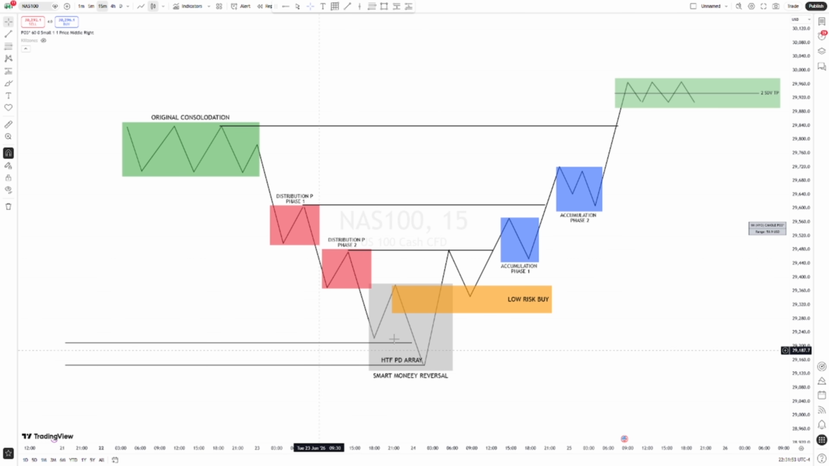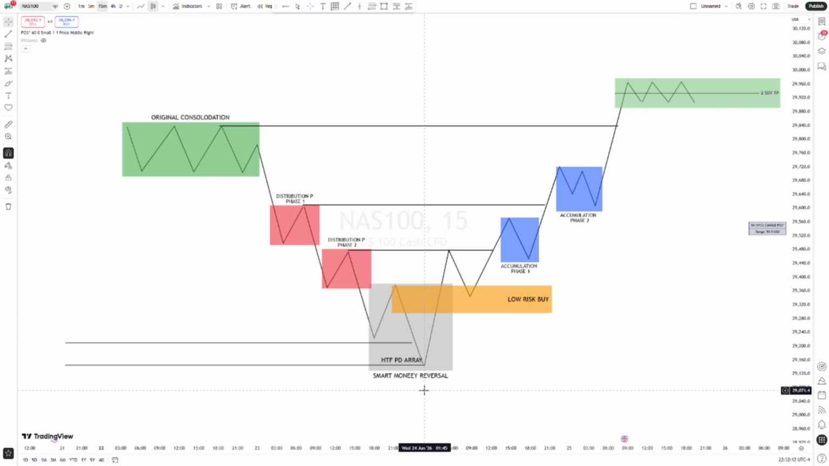Then we want to see smart money reversal. What is smart money reversal? Smart money reversal basically is where price reverses. Remember, I'm trying to keep this simple, not go into the complicated ICT concepts and all those things. So this is where we want to see things like SMT.